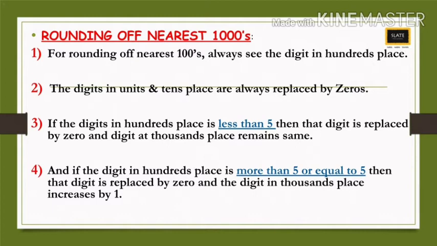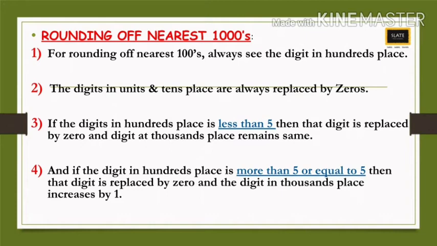So tell me slaters, to round off to the nearest tens, what place do we compare? Yes, we compare the ones place digit. And to round off to the nearest hundred, what place digit do we compare? Very good, the tens place digit. Then to find the nearest thousand, we should compare the hundreds place digit. Okay, now second point. The digits at the ones place and the tens place are always replaced by 0.